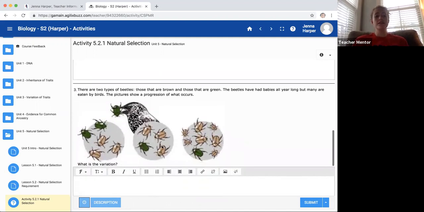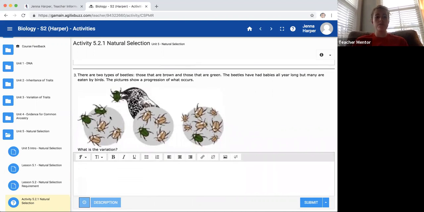All right, it says there are two types of beetles, those that are brown and those that are green. The beetles have had babies all year long, but many are eaten by birds. The picture shows a progression of what occurs. In this picture, we see green beetles and brown beetles. Then we see the bird eating a green one. We have one less green one over here and still fewer green, and a lot more of the brown reproducing.